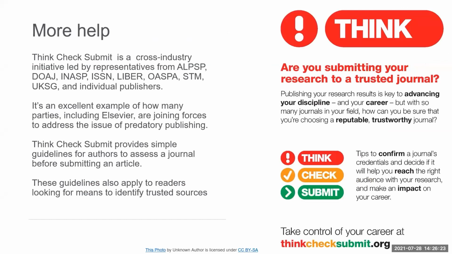More help in this regard is a very useful website, Think, Check, and Submit. This website guides authors in terms of the kinds of decisions or questions that you should be asking while you are trying to identify a journal in which to publish. So I can really recommend thinkchecksubmit.org. Use this website. It's a collaboration between multiple publishers and representatives from international organizations to help researchers make that decision and provide guidelines about how to identify trusted sources.